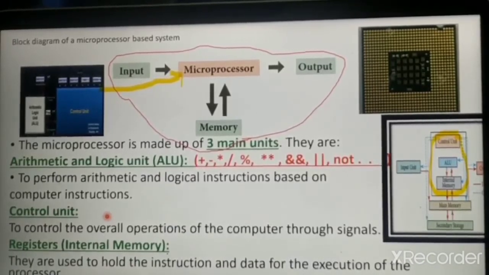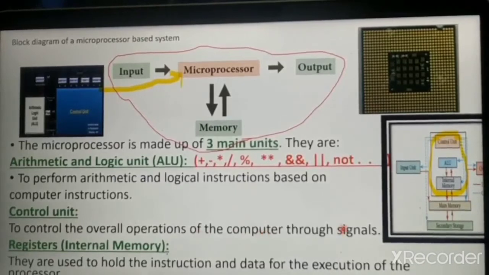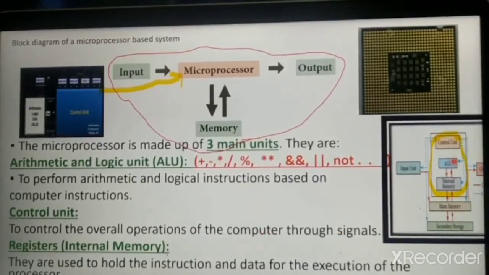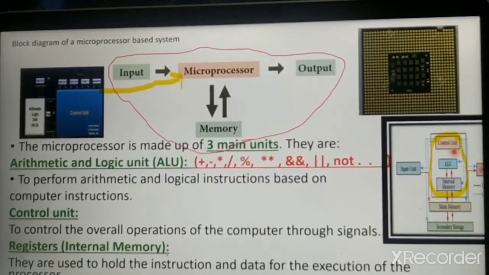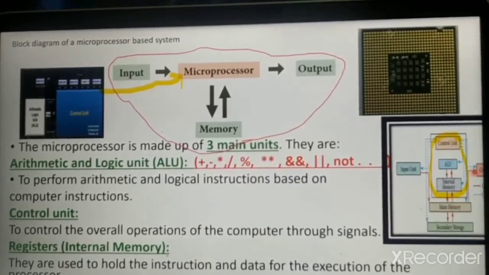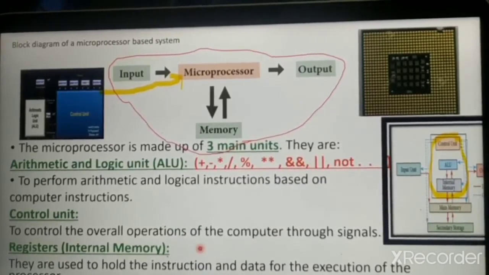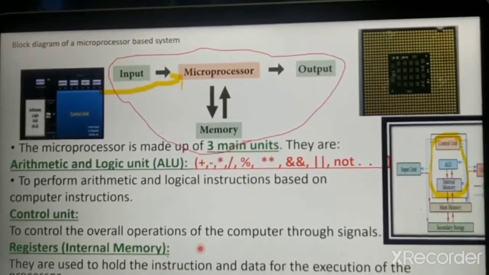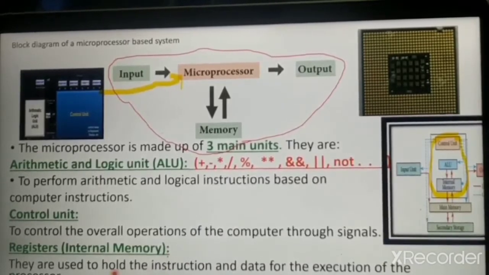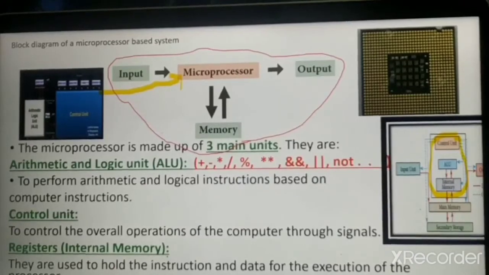Next, the second one is the control unit. The control unit is used to control the overall operations of the computer through signals. As you can see here, this control unit is connected with all the parts of the computer, so it can control all the parts of the computer through signals. Next, the third one is registers, which are also called internal memory. This is the fastest and smallest memory in the computer, located in the processor. They are used to hold the instructions and data for execution by the processor.